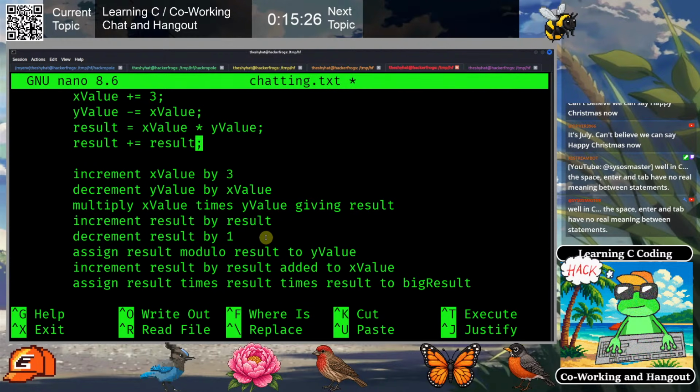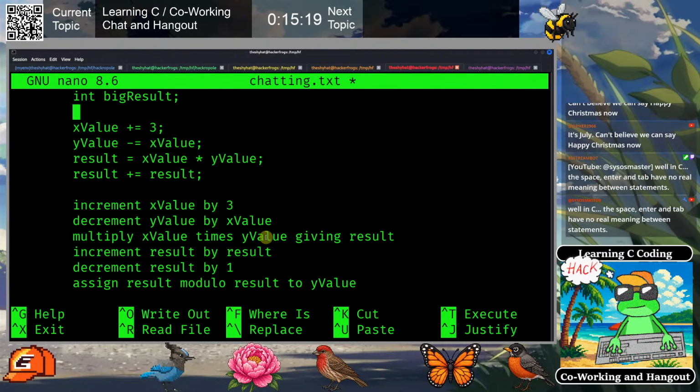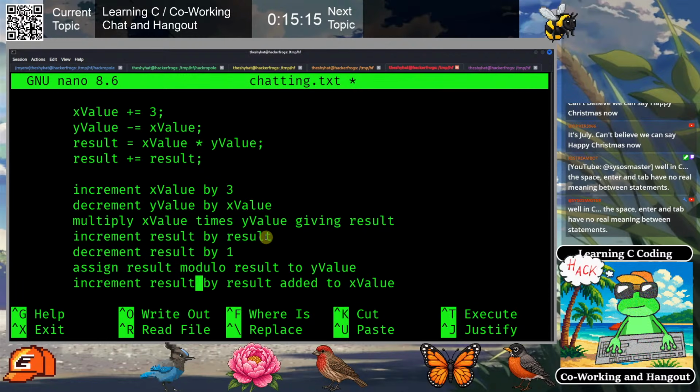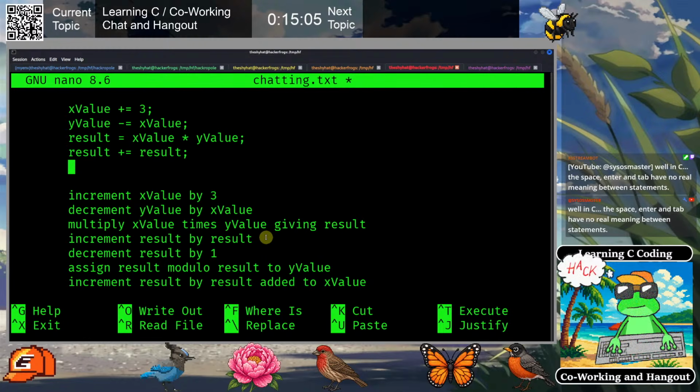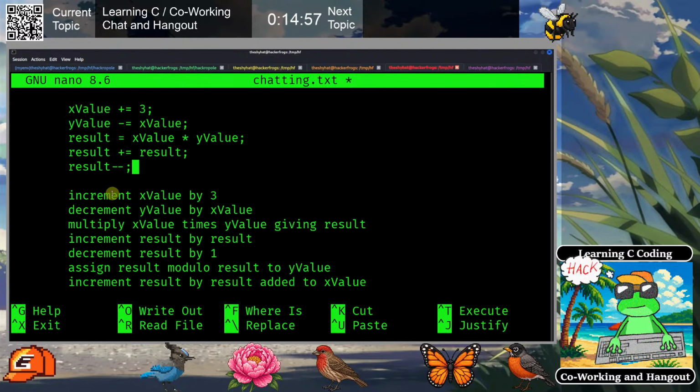Well, in C, the space, enter, and tab have no real meaning between statements. I mean, when we copy-paste this stuff into the coding window, we might have to change the formatting a little bit. Okay, so result plus equals result, and then decrement result by 1. So result minus minus.